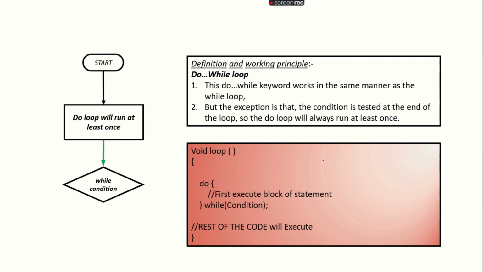If it is true, then it will go to the do loop and execute the body of the loop. After that it checks the while condition. If the condition is correct, it keeps running continuously. If it is false, then the rest of the code will execute. So this is the simple syntax of these three loops in Arduino code.